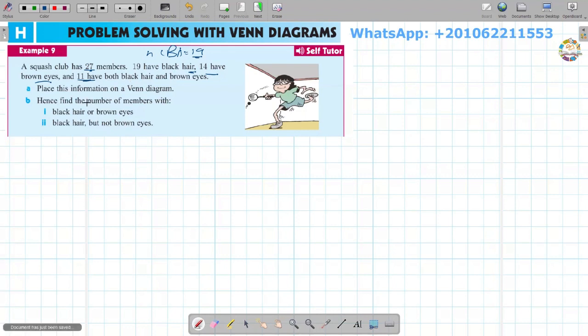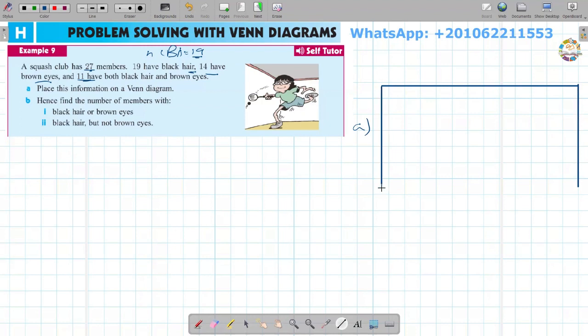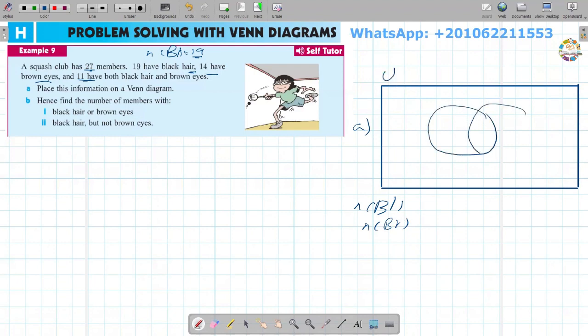First of all, place this information on a Venn diagram. This is the first question. Question A: first of all, you need to graph the universal set. And this is the universal set. We have two categories: the first is represented by BL, which stands for black, and the second, brown eyes, BR. Here we have the number of black and here the number of brown. After that, we have two circles, here black and here brown, and in common we have 11.